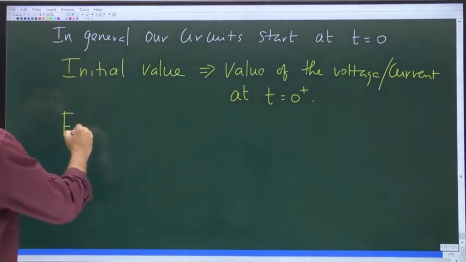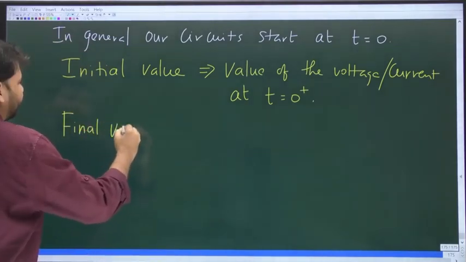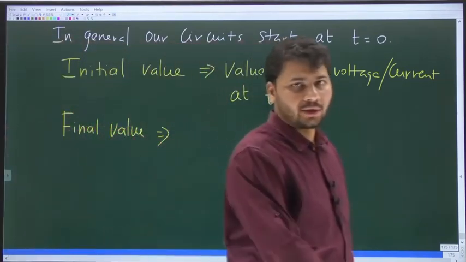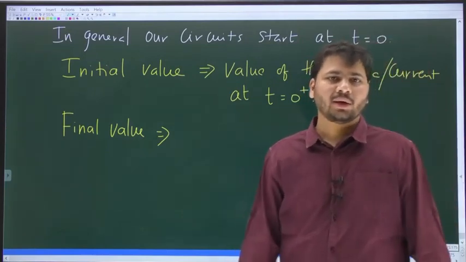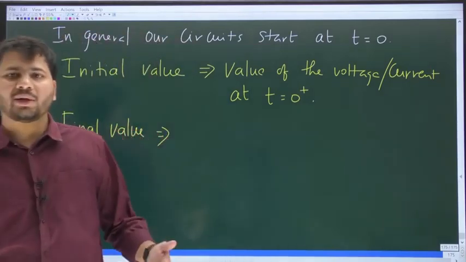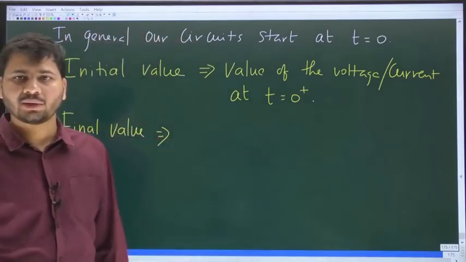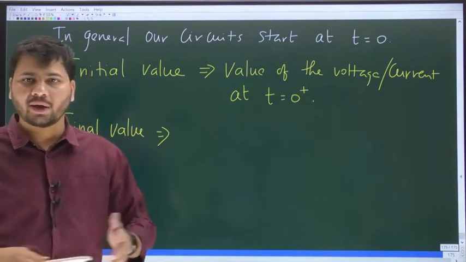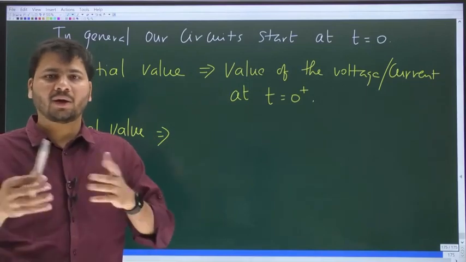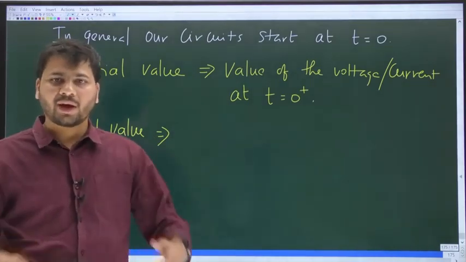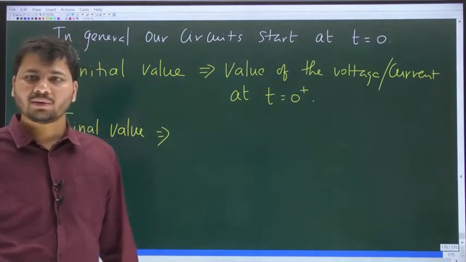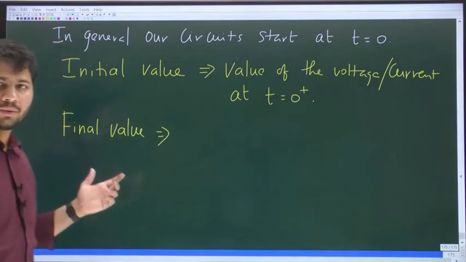The other value we have is the final value. Any circuit finally reaches steady state. And ideally any circuit will reach steady state at t equal to infinity. But practically you cannot wait till t equal to infinity. You can only wait for some time, and that limited time is like 4 to 5 time constants. So practically if you wait for 4 to 5 time constants, the circuit will nearly reach steady state.